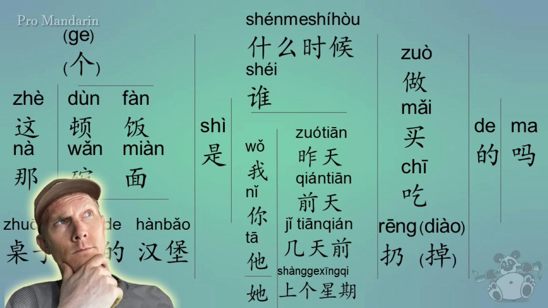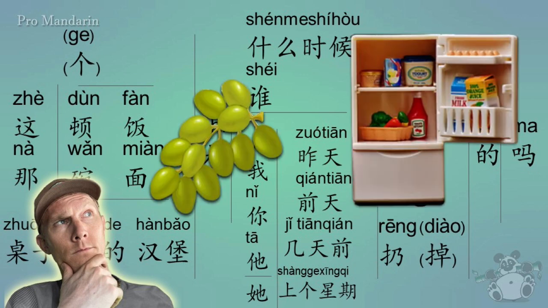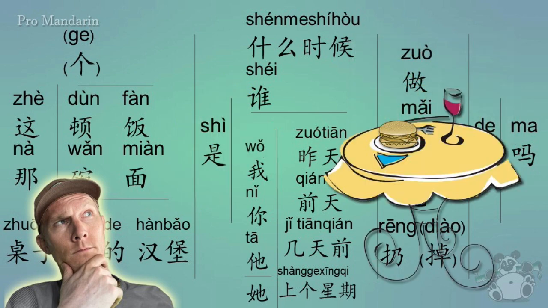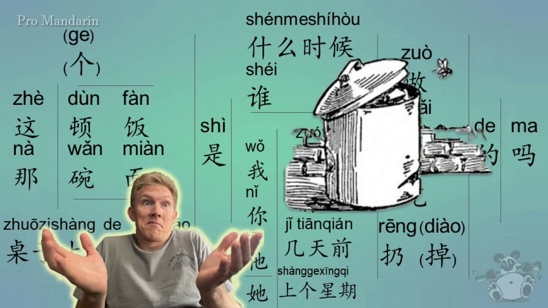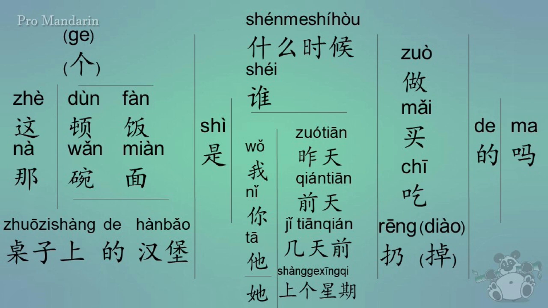Now you're probably wondering, who ate all the grapes in the fridge? And you're probably thinking to yourself, I wanted to eat that hamburger that was on the table. And who threw it away? And when did they do it? Well, if you want to be able to talk about this stuff in Chinese, you might want to watch the video. But first, you're probably thinking, can I learn all this Chinese in one lesson? Well, let's find out. Alright, let's get into this.